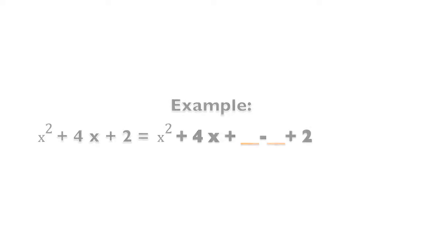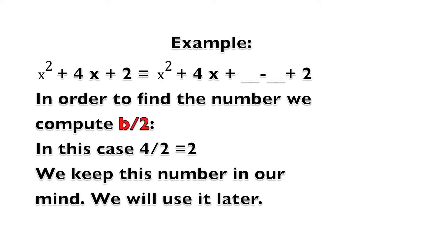In order to get a perfect square, we need to add and subtract a number. In order to find this number, we consider first b divided by 2. We need to keep this number, b over 2, in mind. We will use it later. In our example, b over 2 is 2. This is the number that we keep in mind.